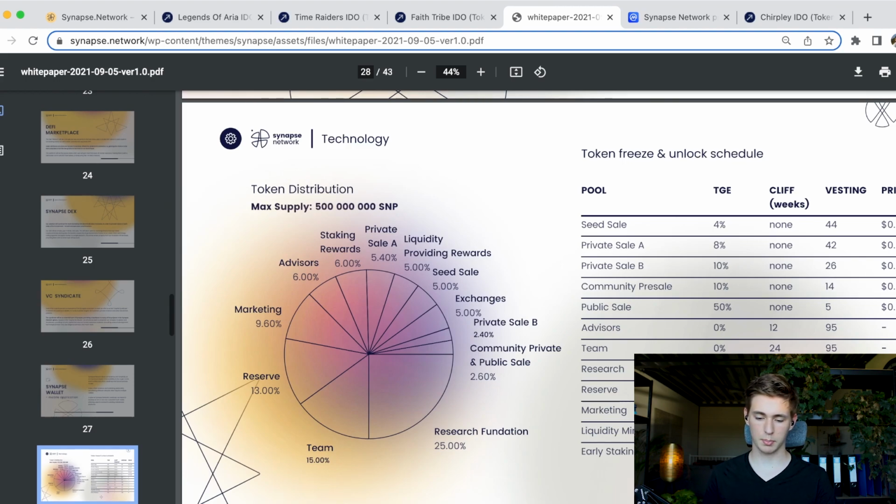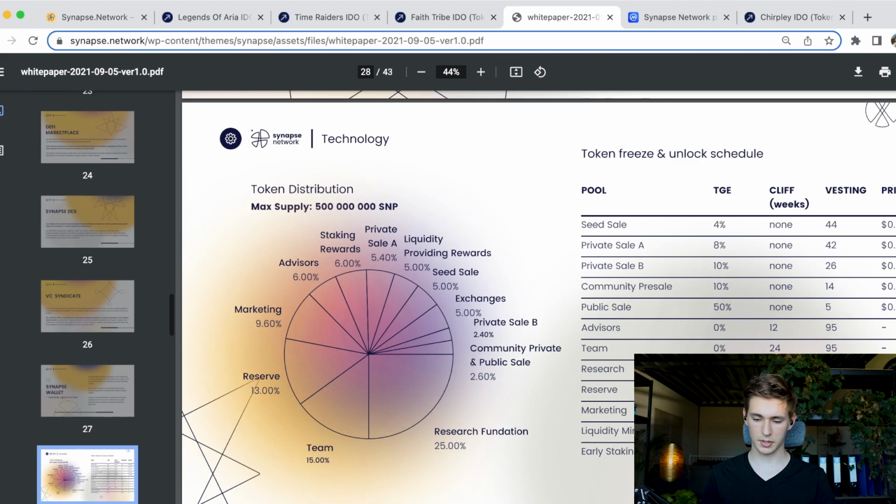Community, private, and public sale. Wow, look at that. Community, private, and public sale all combined, only 260%. Private sale B will be 240%. Exchanges will be 5%. Seed will be 5%. Liquidity providing rewards 5%. Private sale A, so there are 3 private sales. Wow. Staking rewards, okay. And then here we have the token freeze and unlock schedule.